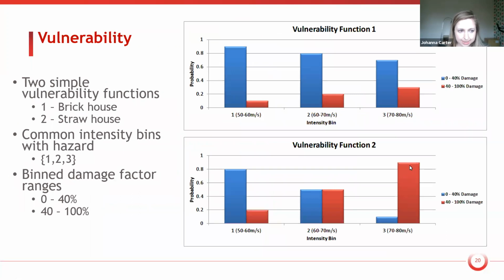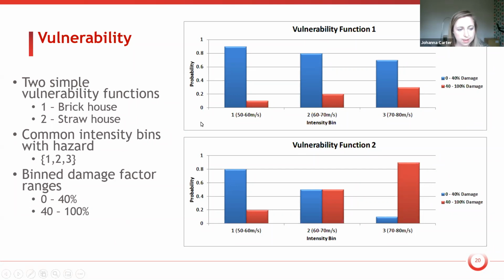So vulnerability is the damage response to a certain level of intensity, regardless of where it is. That's how we separate vulnerability from hazard: we say we don't care where it is, just give us the intensity and tell us what possible damage we could get and with what probability. So there are 2 simple vulnerability functions here.